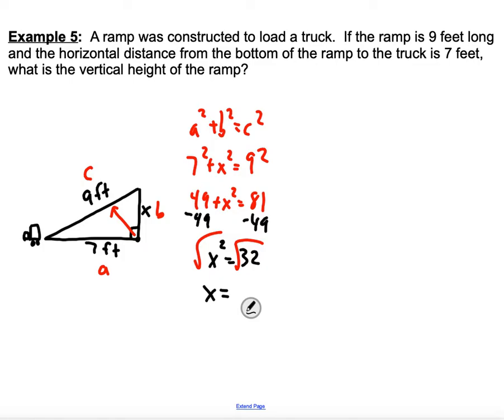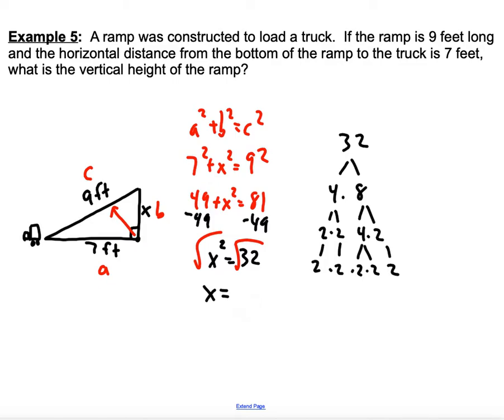Break down 32. So again, you choose what method you like to do. So I'm going to go ahead and use a prime factorization tree because I haven't used one in a little while. So I'm thinking what times what gives me 32, so maybe 4 times 8. But 4 can be broken down as 2 times 2, and 8 can be broken down as 4 times 2. And then that 4 can still be broken down as 2 times 2.